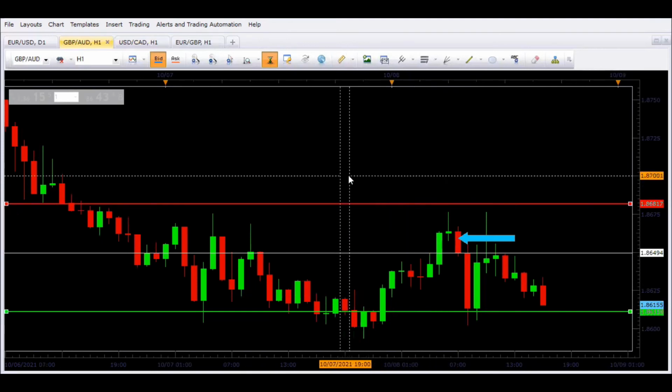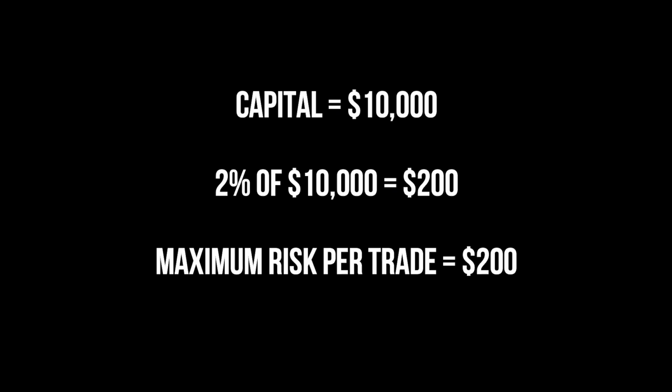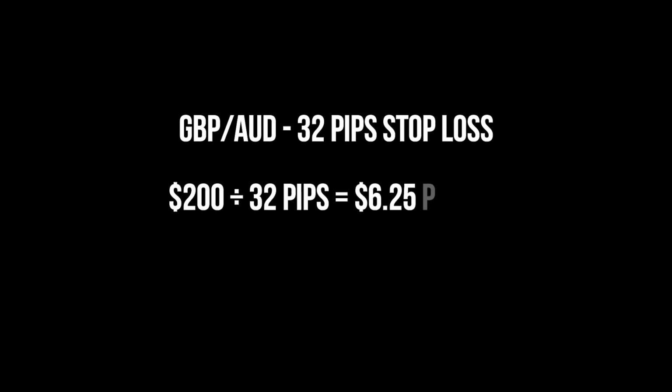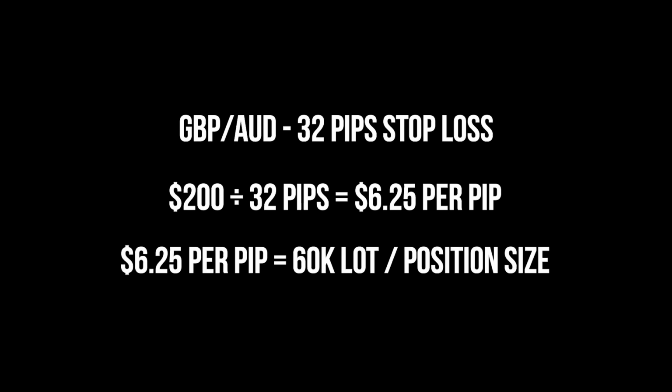Again, my money management doesn't change. That stop will still be $200. Looking at the GBP Australian dollar trade, my stop is 32 pips, so each pip should be $200 divided by 32, which is $6.25. With the US dollar Canadian dollar, it was $10 because we had fewer pips as a stop loss. But for this trade, it's $6.25 for each pip. Therefore, our lot size or position size should be 60K, which is approximately $6.25 per pip.